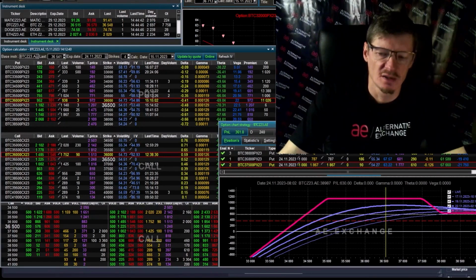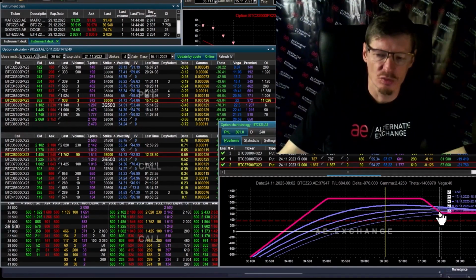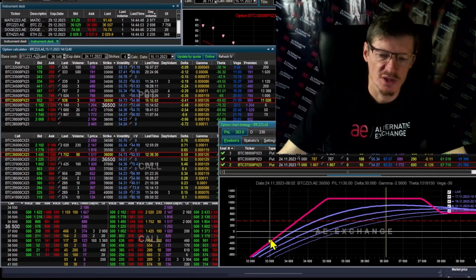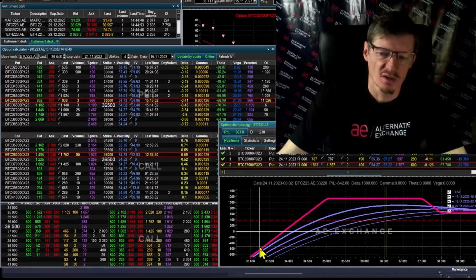Call option sold, call option bought, the right side is protected. But there's no protection on the left side. Heavy risk if the price goes down. Beginners often do not pay attention to the potential risk of a strategy.